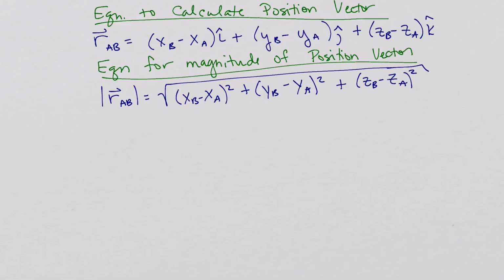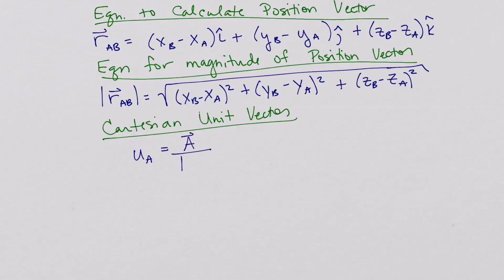And then the Cartesian unit vector, which we talked about in class. This is U A equals A, that vector, over the magnitude of A. And remember with that, the magnitude is 1, it's dimensionless, it doesn't have any units, and it points in the same direction as the original vector. So this just tells us that direction. Vectors have magnitude and direction. The unit vector only tells us direction.